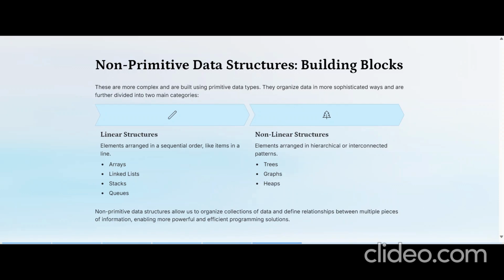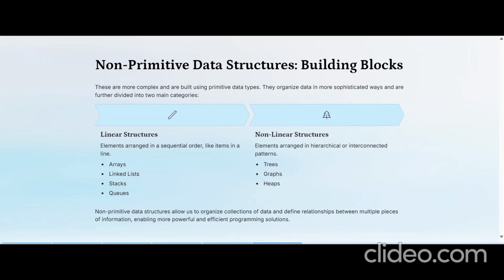On the other hand, the next type is the non-linear data structure. In a non-linear data structure, the elements are arranged in interconnected patterns, or we can say hierarchical patterns. For example, we can take a family tree. The family tree is an example of a hierarchical structure.